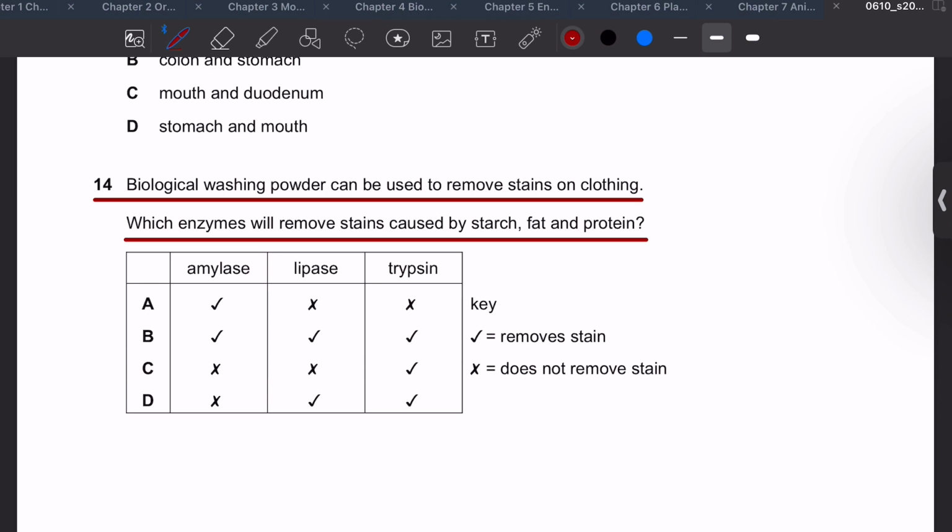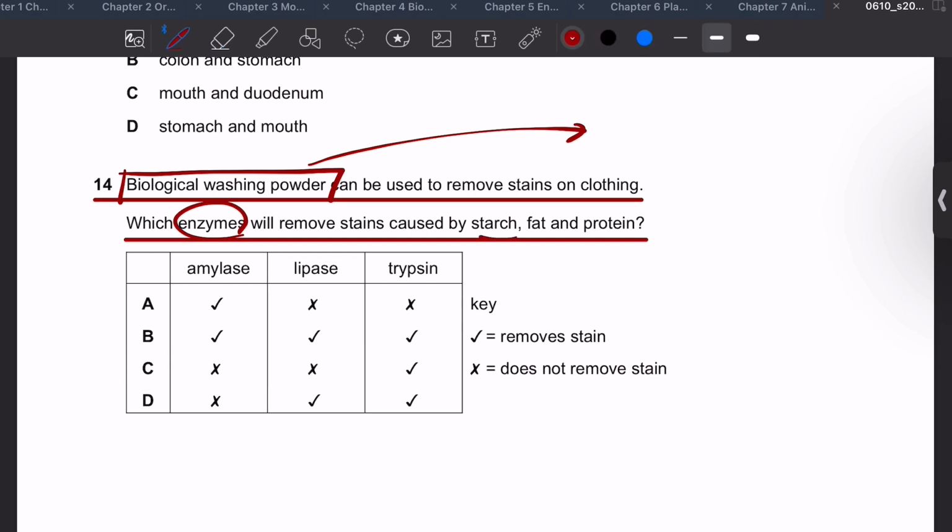So, okay, this is talking about the enzyme. Biological washing powder contains many enzymes. I mean, not that many, but there's quite a few. And it says the enzymes will remove starch, fat, and protein. So you have to find the enzymes that are going to break down starch, fat, and protein.